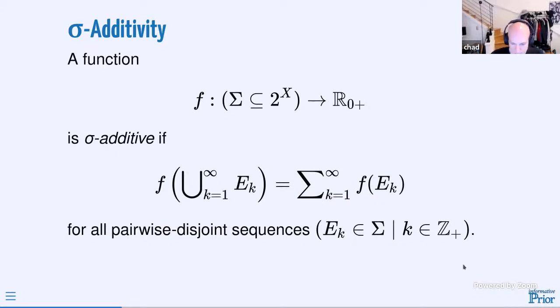That's sigma. Oh, and by the way, can you see my cursor when I move around on here? Okay, good. It's like talking with my hands.